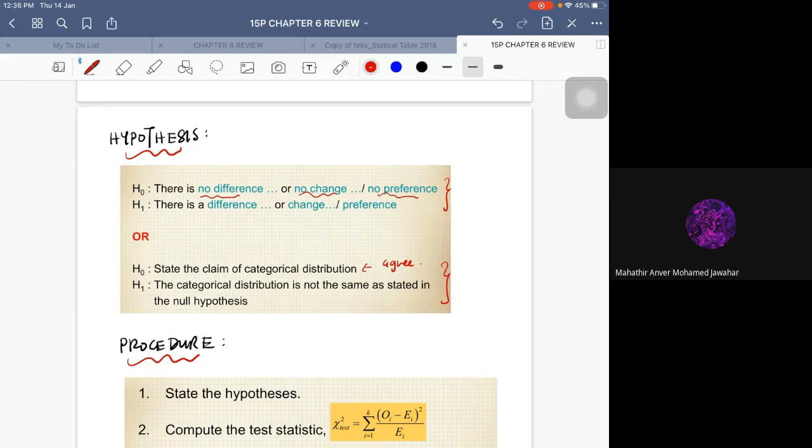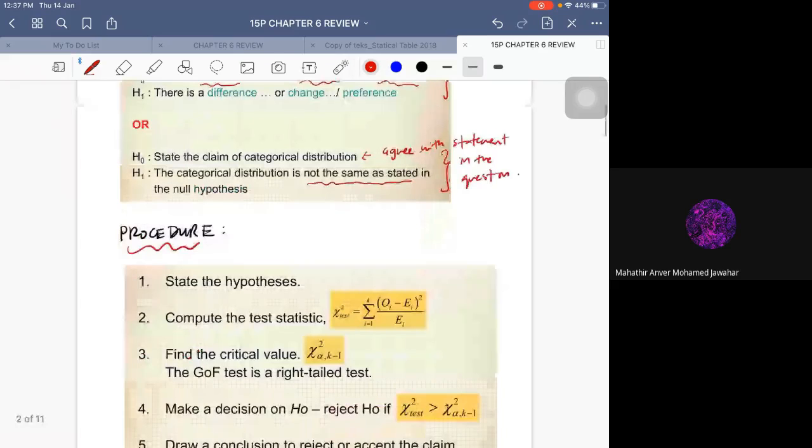And the alternative is going to be the opposite, where we say it is not the same as what is stated in the question. So the null agrees with the statement in the question. And for the alternative hypothesis, you're going to disagree with that. You're going to say that it is not true. So that is always going to be the case for our goodness of fit test.